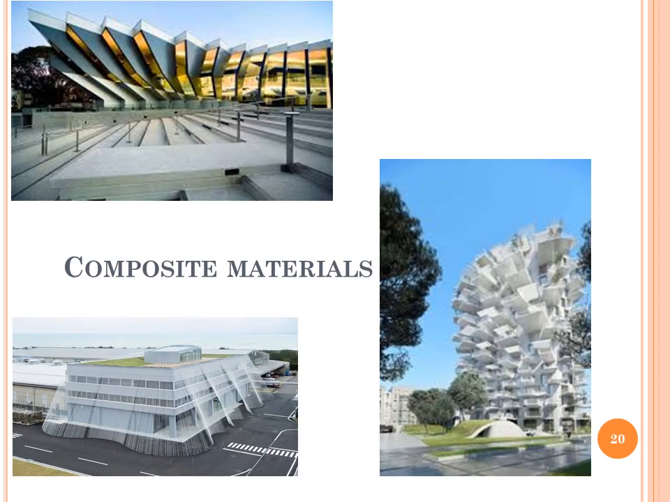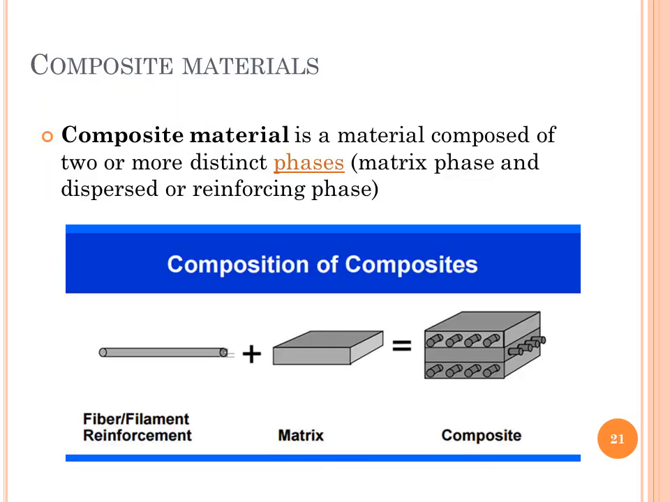Next type of modern construction material is composite materials. Now, composite material is a material composed of two or more distinct phases. That is, there will be a matrix phase and a dispersed or reinforcing phase. As you can see from the figure, a fiber or filament reinforcement is being combined with a matrix phase to form the composite material.